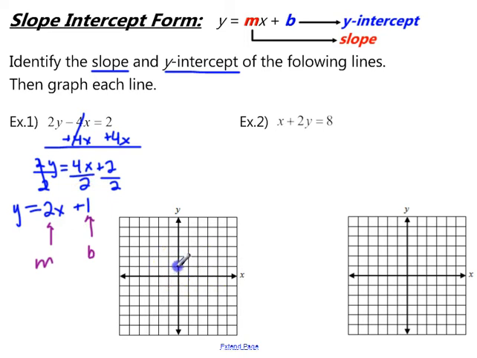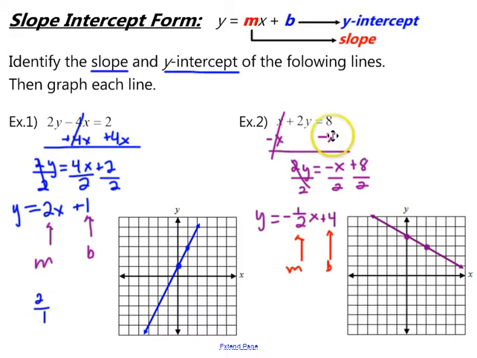So first we plot the y-intercept, positive 1 on the y-axis, and then a slope of 2. And remember, that's really 2 over 1, so rise 2, run 1 to the right. And then once we have that, we should be able to connect those 2 points for our line. Now I want you to pause, do the same thing with example 2, and then check back with me when you're finished.